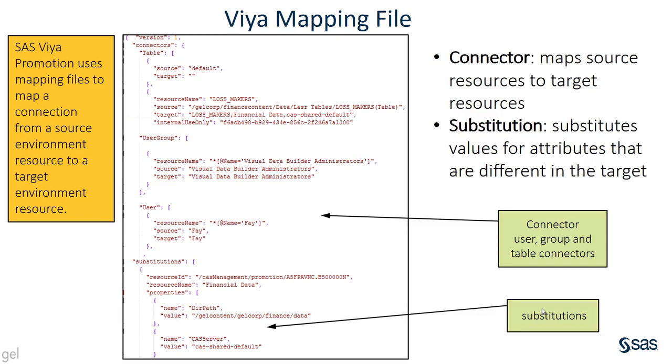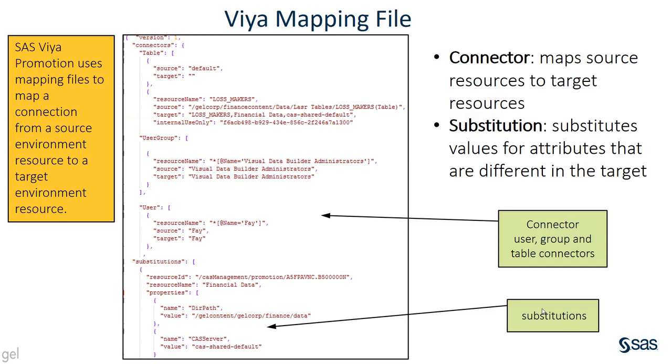And then the other thing we have in the mapping files are substitutions. What substitutions do is they substitute the value for an attribute differently in the target environment. So in this case, we have the directory path for financial data. We want to ignore whatever that was in the source environment and replace the path with this value, because that's the value for the target environment. So replace an attribute is a substitution, and map to resources is a connector.